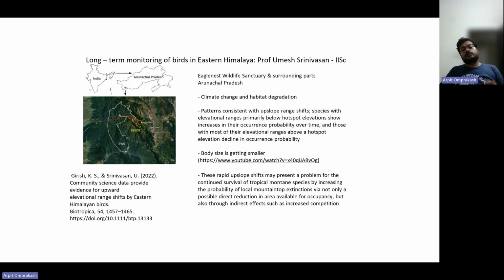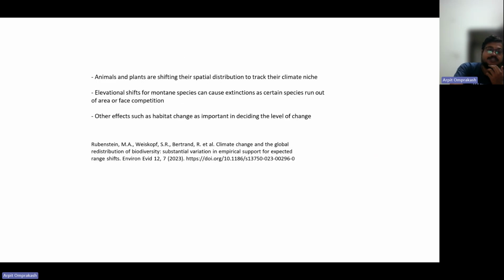The third point is that the rapid upslope shifts that are present may prove to be a problem for these mountain species. As we talked about before, the endemic species are climbing to the top of the mountains, and once they run out of area, what to do? Or, because more and more species are getting concentrated in smaller areas, there's more and more competition among them for the same resources. So that also starts affecting things as well.